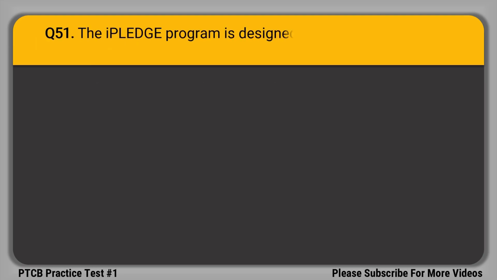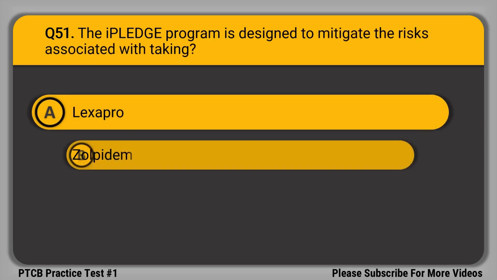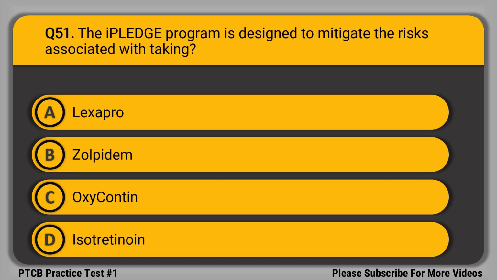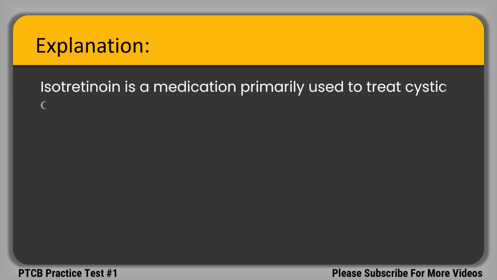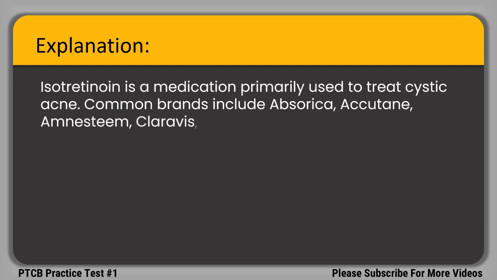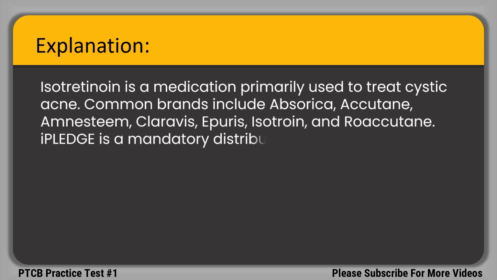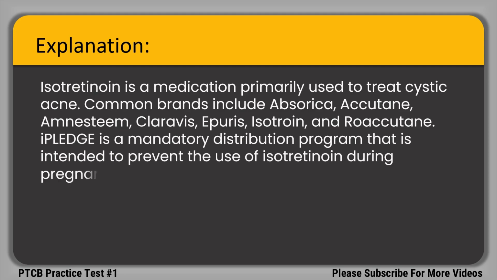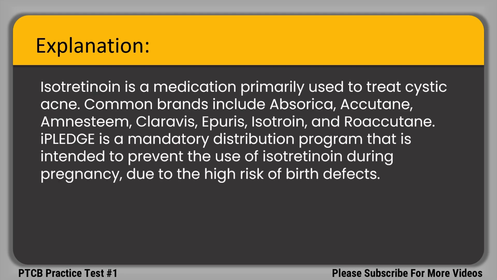Question 51. The iPledge program is designed to mitigate the risks associated with taking A. Lexapro. B. Zolpidem. C. OxyContin. D. Isotretinoin. Isotretinoin is a medication primarily used to treat cystic acne. Common brands include Absorica, Accutane, Amnesteem, Clarivis, Epuris, Isotroin, and Roaccutane. iPledge is a mandatory distribution program that is intended to prevent the use of isotretinoin during pregnancy due to the high risk of birth defects.